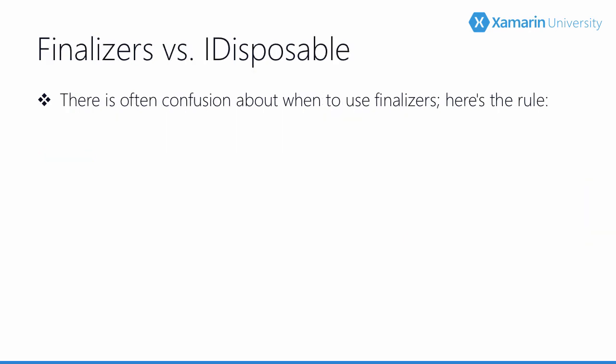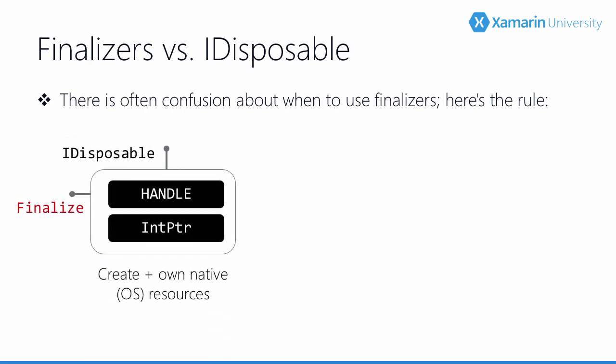Now, there's often some confusion about when to use finalizers versus IDisposable. So here's the basic rule. If you have an object that holds on to a native operating system handle, in other words, something that you've retrieved with P/Invoke, where you're going into the native OS and getting back a native resource from it, then you should always have a finalizer. So you should always implement Finalize, and you should always have IDisposable.